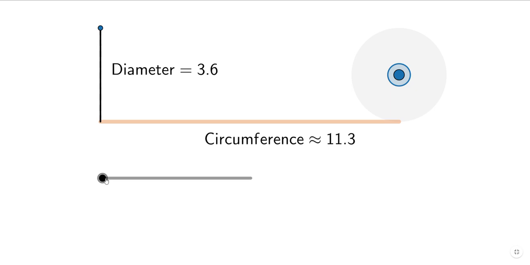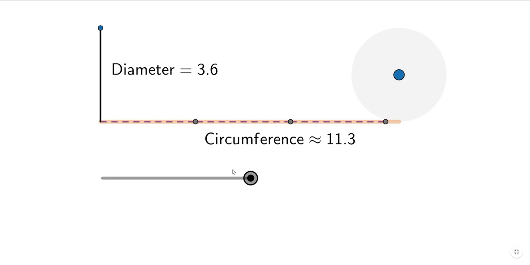Consider it this way. Look at the animation. When we are moving it, this is the first turn, this is the second, and this is the third turn, right? And the circumference is a little more than three times the diameter, right? So this length is known as pi, the value of pi.